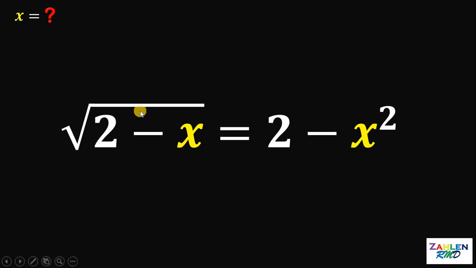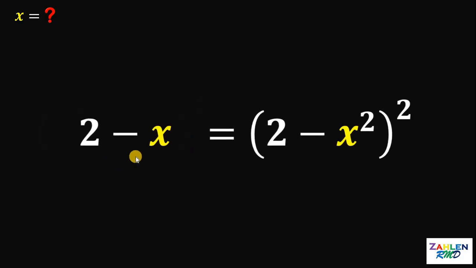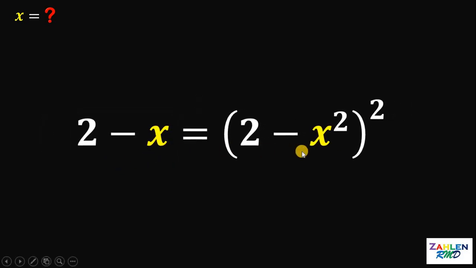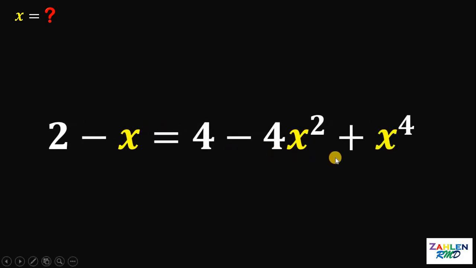Since we have a radical sign on the left hand side of our equation, let's square both sides. Now square root of 2 minus x raised to 2 will give us 2 minus x, while 2 minus x squared raised to 2, if we expand this, we get 4 minus 4x squared plus x raised to the 4th power. Now let's combine like terms.